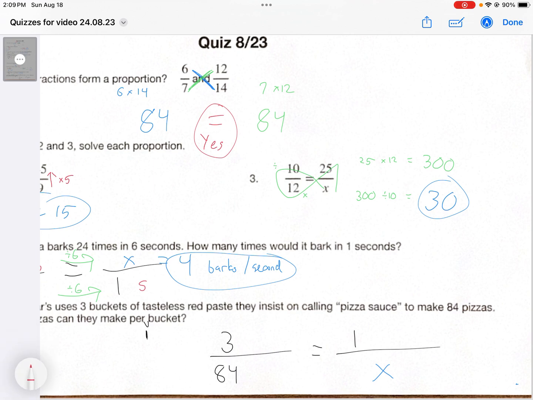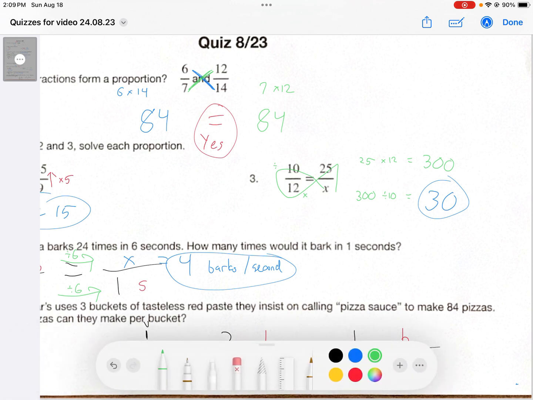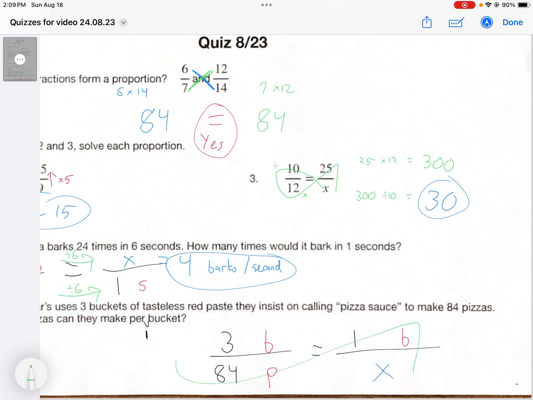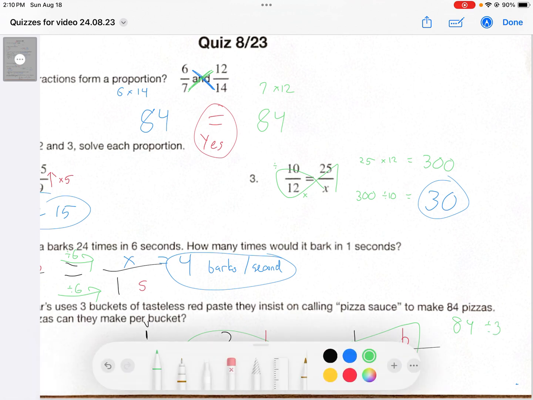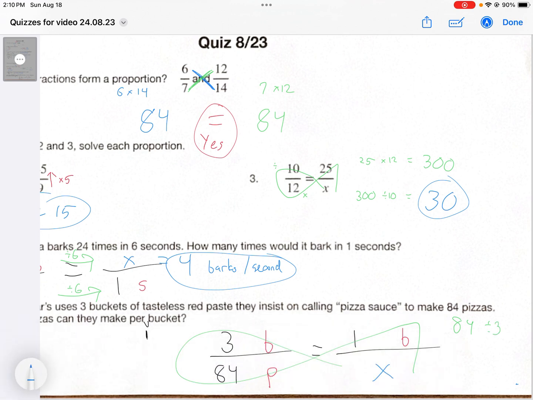Let me go ahead and put my units down. 3 buckets, 84 pizzas. 1 bucket, how many pizzas? Whatever method you choose, I'll do fish on this one. 1 times 84 is 84. 84 divided by 3 gives us 28 pizzas per bucket of sauce.